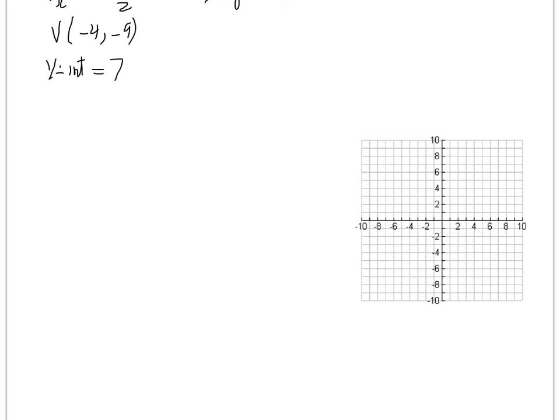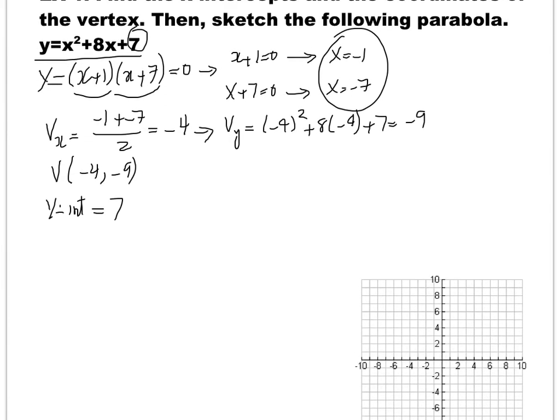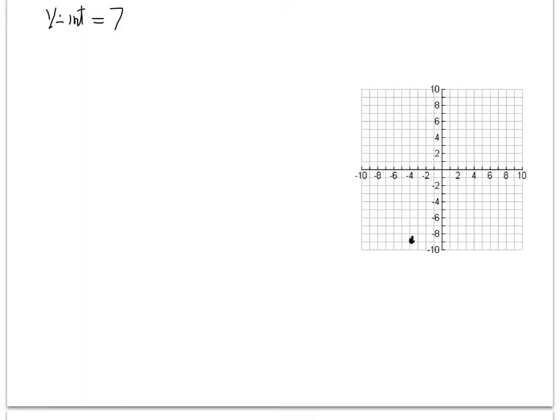So I get this point. The x-intercepts are negative 1 and negative 7. So I get negative 1, which is this point, and negative 7, which is this point. Now, the y-intercept is 7, so the y-intercept is here.